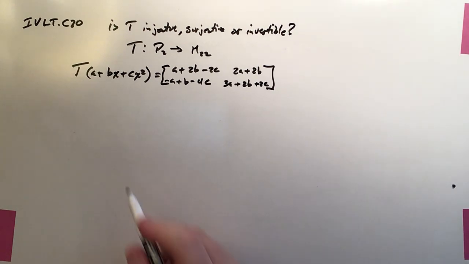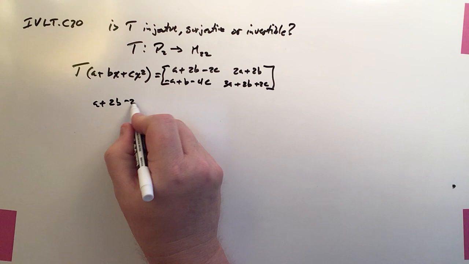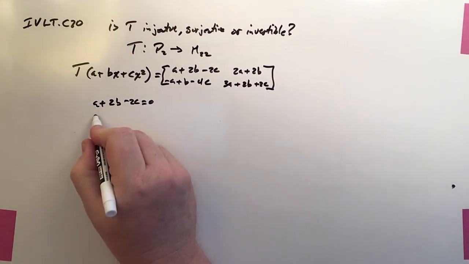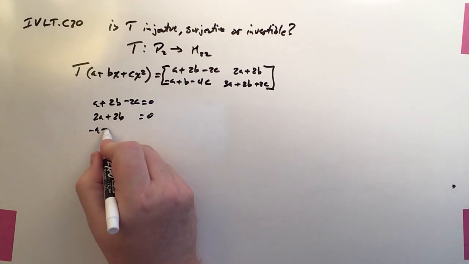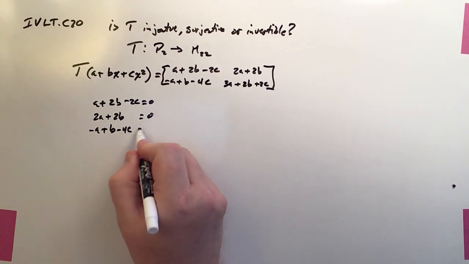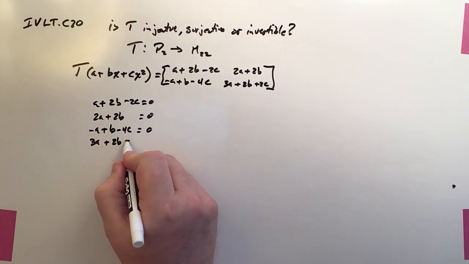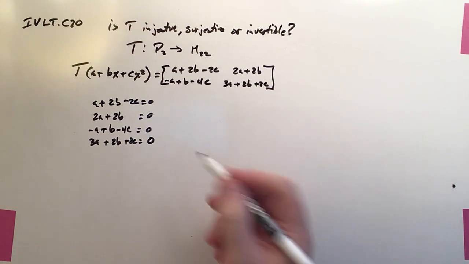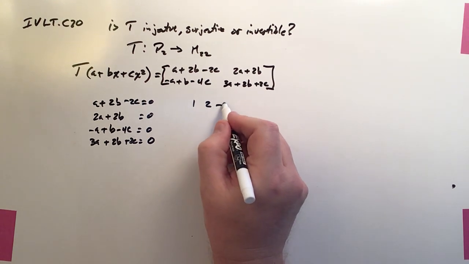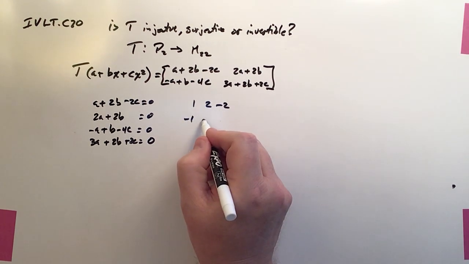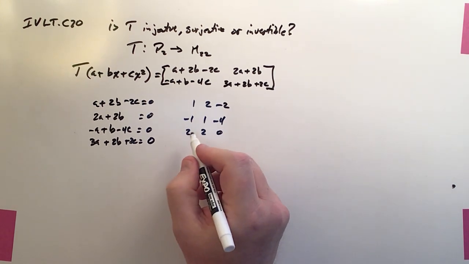So let's test that. So that means setting up this system, A plus 2B minus 2C equals 0, 2A plus 2B equals 0, negative A plus B minus 4C equals 0, and 3A plus 2B plus 2C equals 0. And that ends up producing a matrix of 1, 2, negative 2, negative 1, 1, negative 4, 2, 2, 0, and 3, 2, 2.